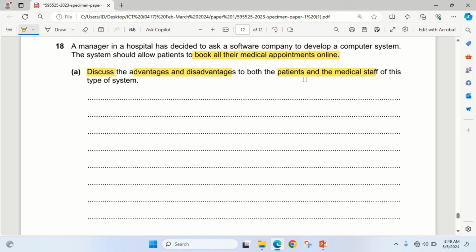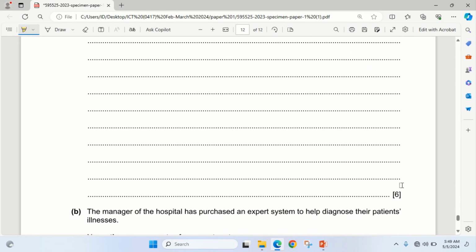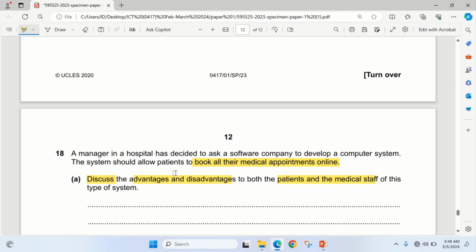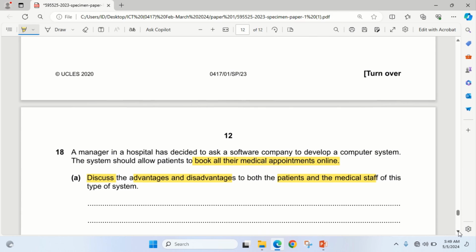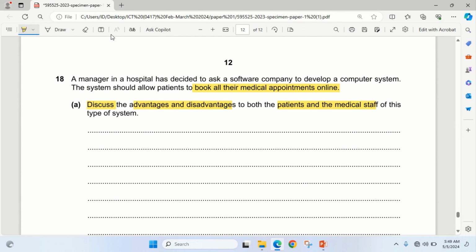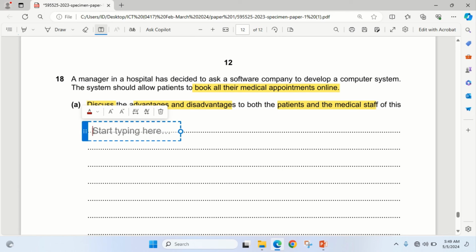So if I were you, since we have 6 marks, I could talk about advantages, maybe about 3 to 4 advantages to both patients and medical staff, and talk about 3 or 4 disadvantages to both patients and medical staff. So let's look at the advantages now. Let's look at the advantages to both patients and medical staff.